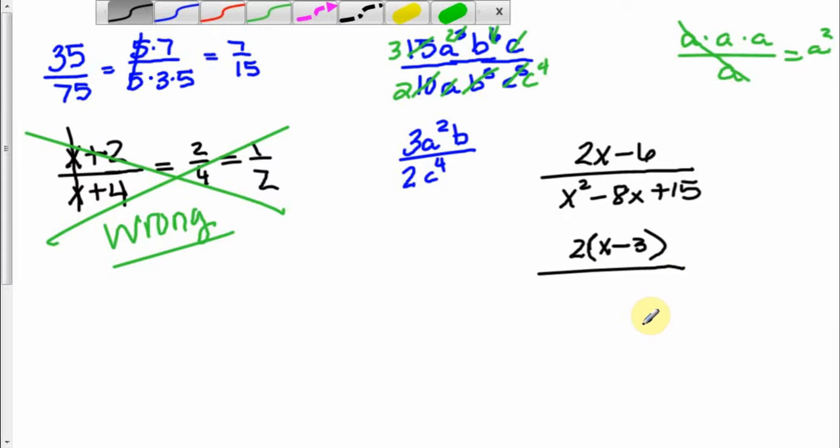In the denominator, that's one of those trinomials that you have to factor. I showed you some techniques on Tuesday. You got x, you got x. Factors of positive 15 that add to be negative 8 are negative 3 and negative 5. Negative 3 times negative 5 makes positive 15. Negative 3x and negative 5x adds to be negative 8x. So that is it. Now you can cancel the entire factor of x minus 3 with this factor of x minus 3. And your final answer is 2 over x minus 5.